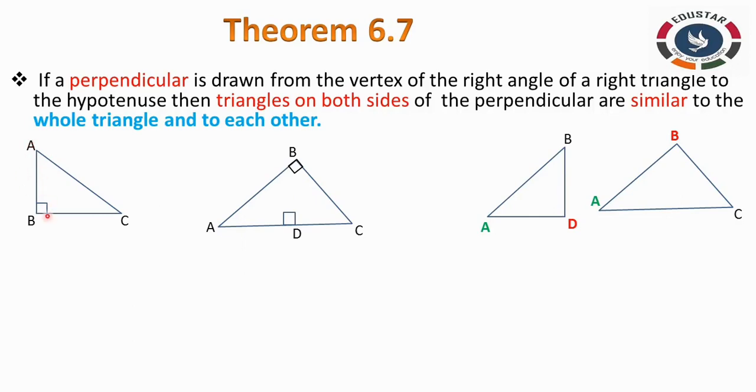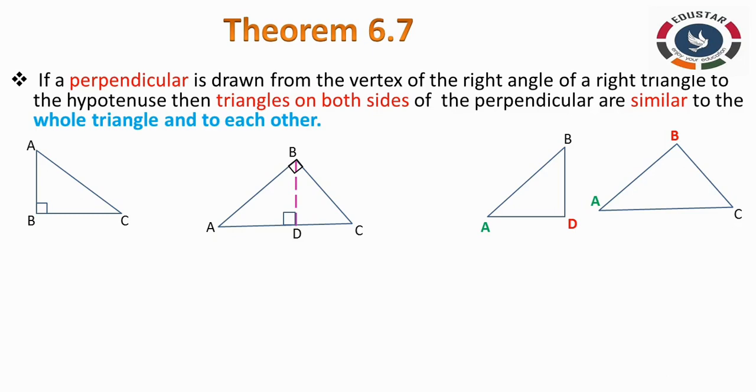Look at this triangle ABC, exactly right angled at 90 degrees. From this vertex, we are going to draw a perpendicular to the hypotenuse, like this. After drawing, we will get two new triangles. One is ADB, another one is BDC. To understand clearly, I have drawn the two separately.